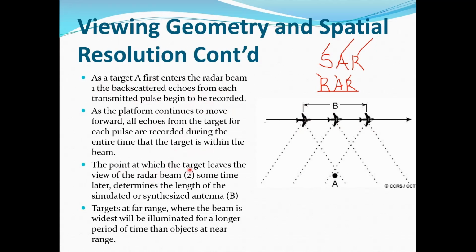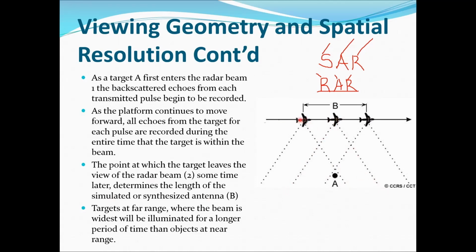So the point at which the target leaves the view, that's at beam two. Sometimes the time is now the length of the simulated and synthesized antenna, what I've just tried to explain. So the idea was, if you have only one antenna like this, this is too wide. That means another thing here will not be able to be differentiated because it is very wide.